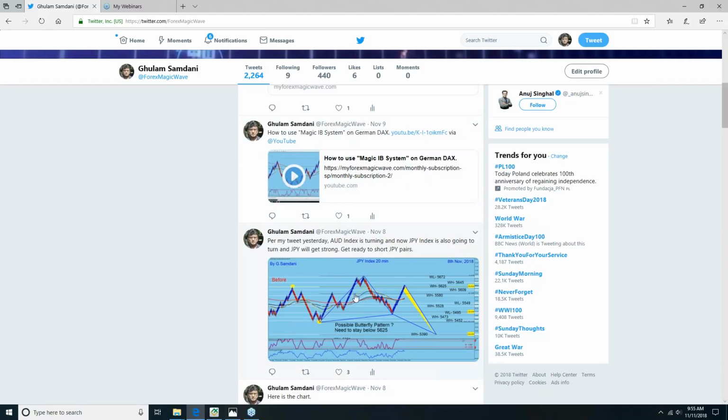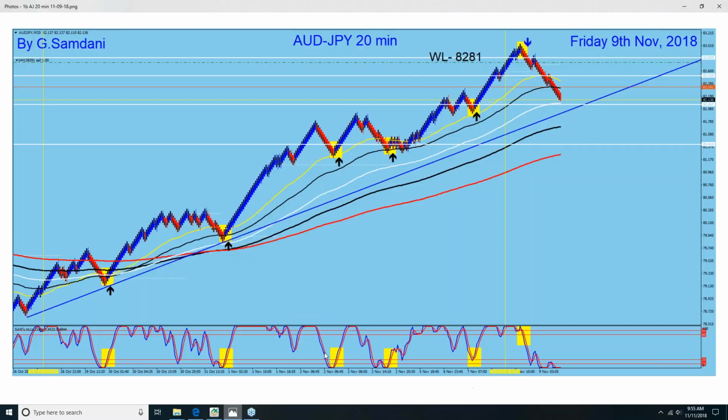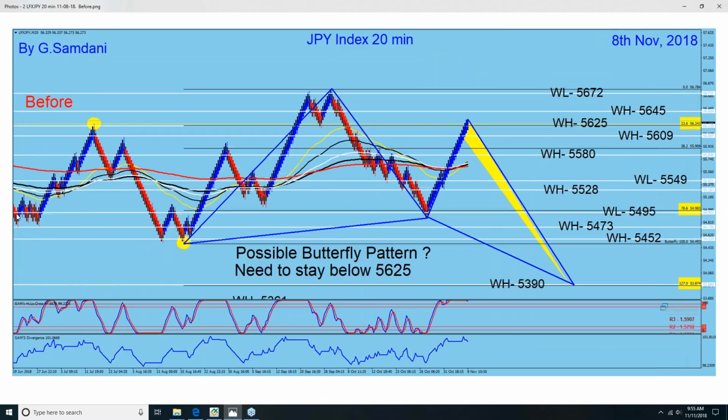Why did I say it? Because of this Aussie dollar index, which is what's happening, and from there I said it's going to make a turn to the downside, and yen is going to get strong. This is how powerful it is. So I'm going to show you what happened to this chart after November 8th. I made this chart on the 8th of November, and this was the chart, by the way, that I sent out.